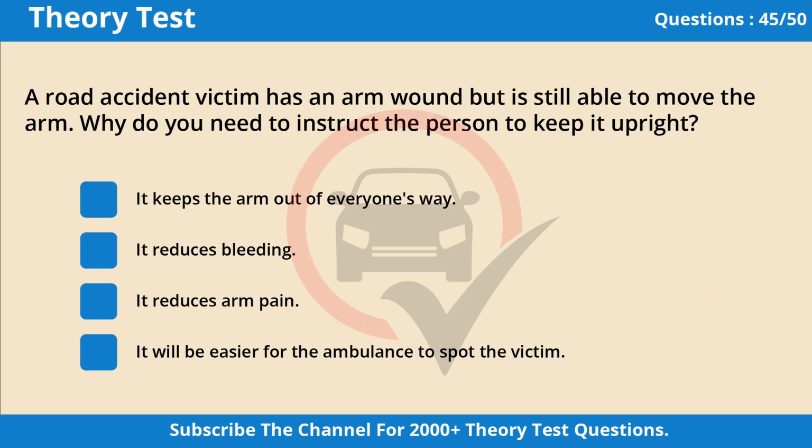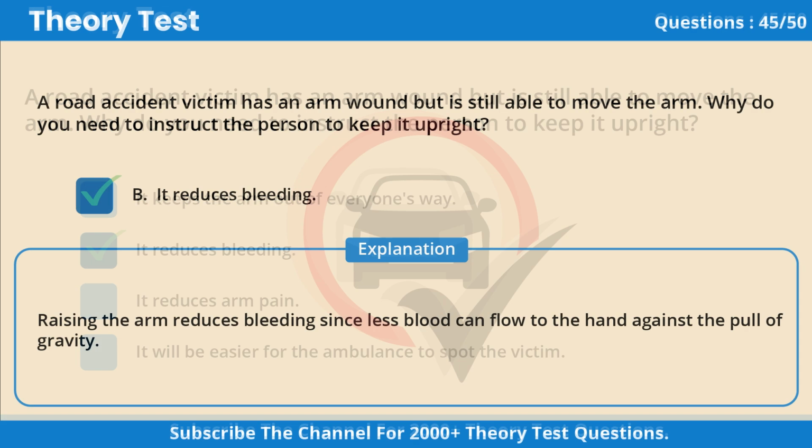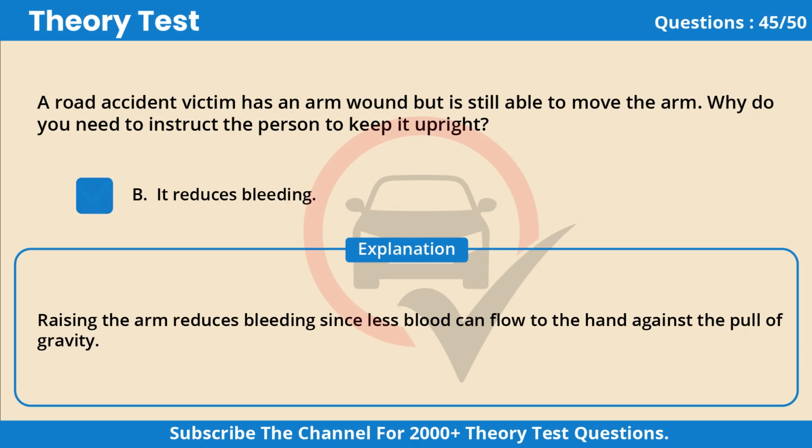Question 45. A road accident victim has an arm wound but is still able to move the arm. Why do you need to instruct the person to keep it upright? B. It reduces bleeding. Raising the arm reduces bleeding since less blood can flow to the hand against the pull of gravity.